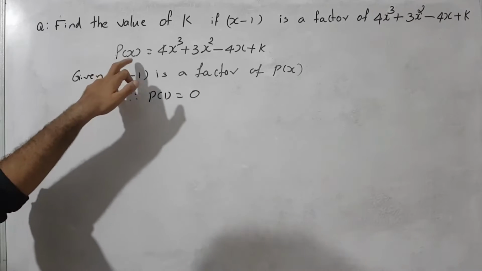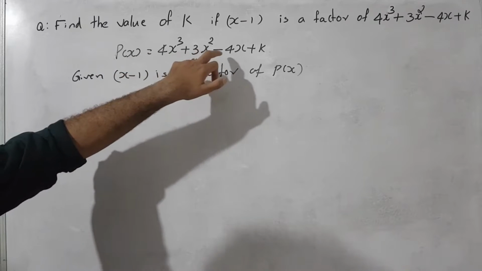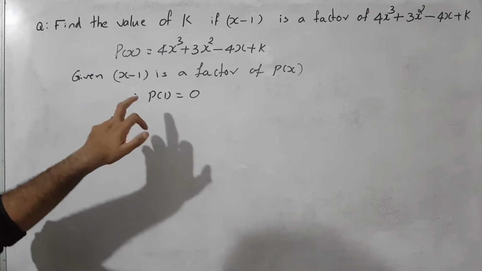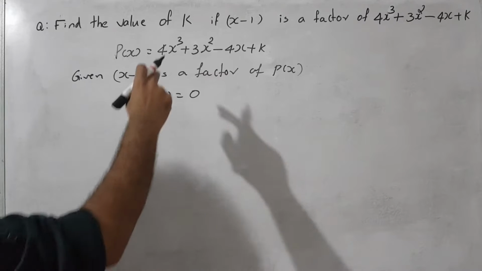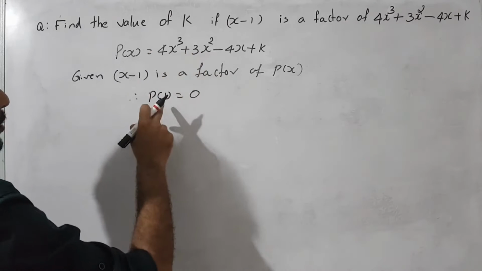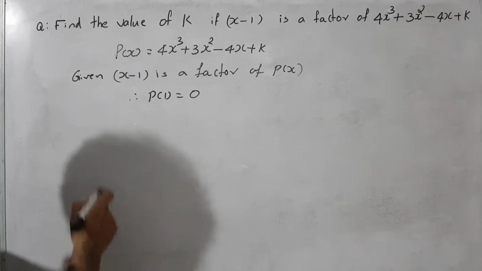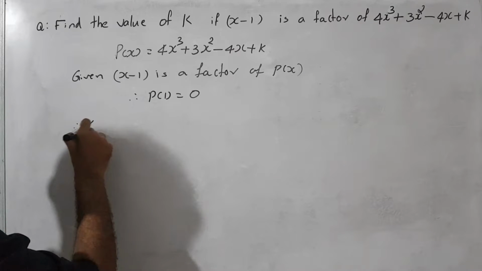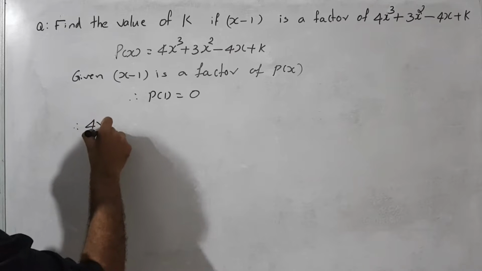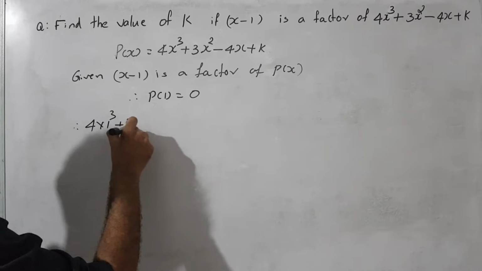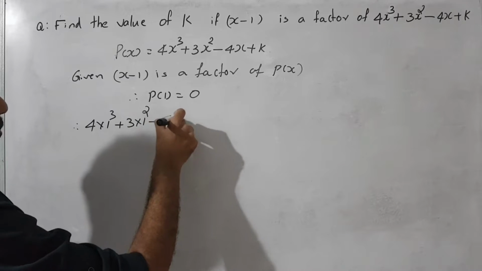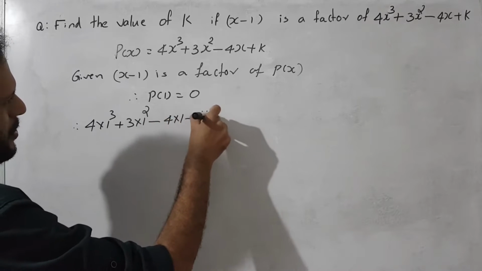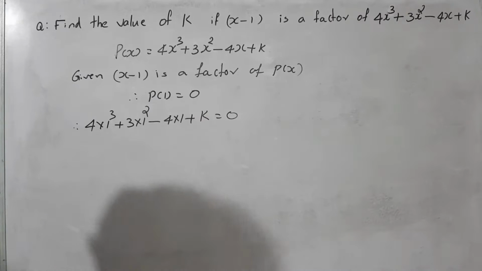Then p of x is 4x cube plus 3x square minus 4x plus k. Then how do we write the value of p of 1? p of 1 is equal to, instead of x, we substitute the value 1. Correct? Therefore, 4 into 1 cube plus 3 into 1 square minus 4 into 1 plus k is equal to 0.